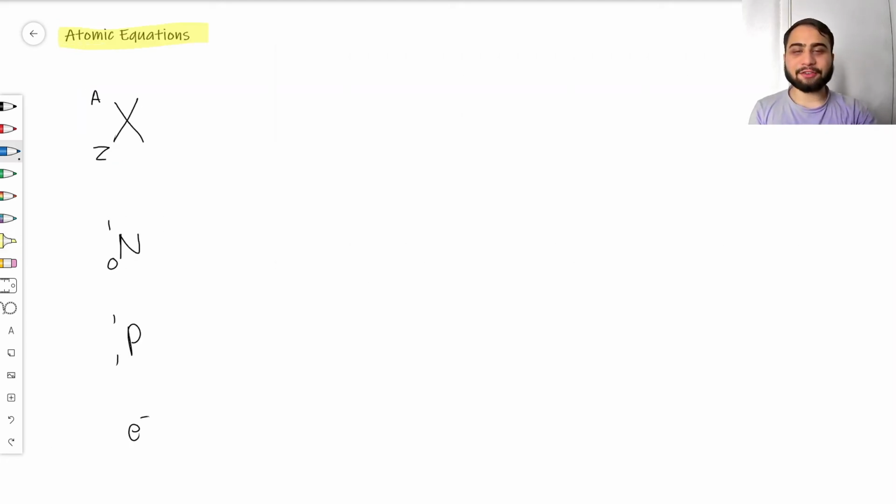Alright, so here I have on the screen 4 different symbols, or rather equation symbols, that you need to be aware of for your GCSE. First of all, let's start with the most simple one. Here we have X. This X here represents an element. An example of this could be carbon, could be iron, could be helium, could be anything. This big X is just designed to represent any element. Okay, so we understand that.